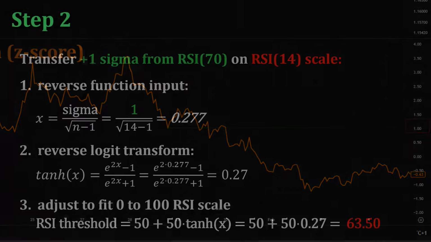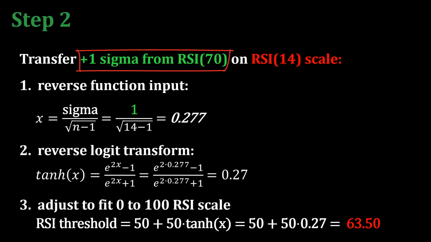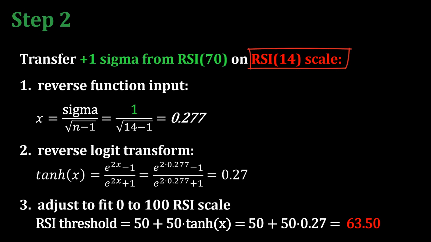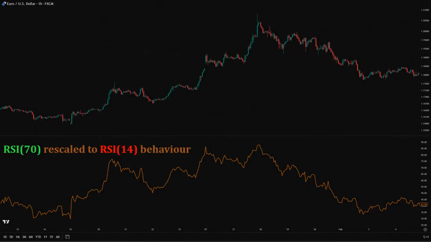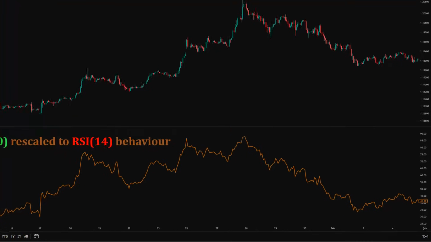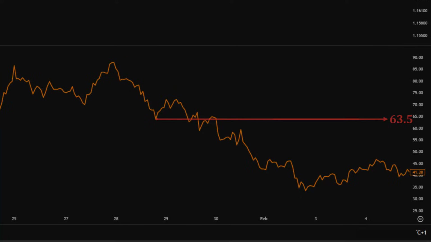Step 2. We take those standardized values and map them back onto the RSI 14 scale using the same smooth hyperbolic tangent-based transformation from the adaptive zone system. So that previous +1 sigma, which was 56 points on RSI 70, becomes 63.5 points on the RSI 14 scale. And that gives us the result, a rescaled RSI that behaves like RSI 14 even if the original length was RSI 70, RSI 2 or RSI 200.